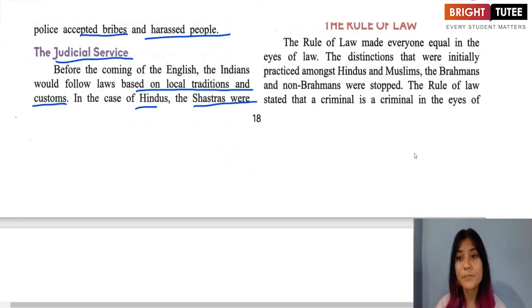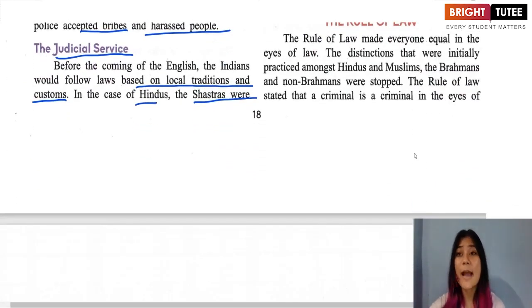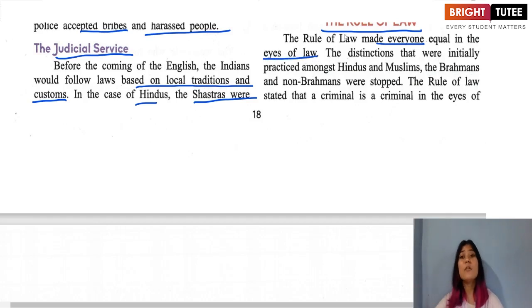Okay. Now let us look at the rule of law briefly. Now, rule of law made everyone equal in the eyes of law. So when we say rule of law, that means equality. Equality is what comes to our head, right? It means that everyone is equal before the law. Be it the king, be it the servant, both will be the same before the eyes of the law.